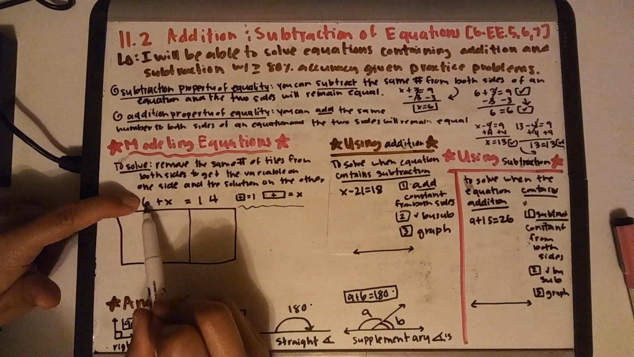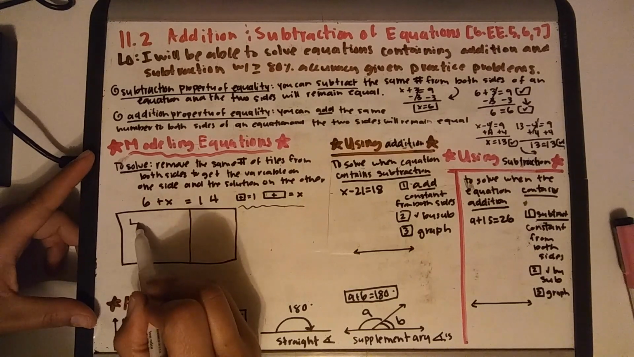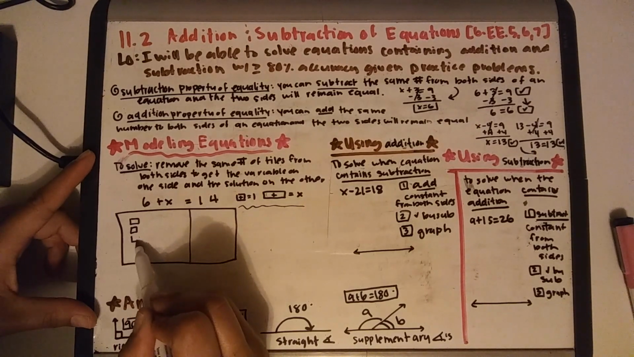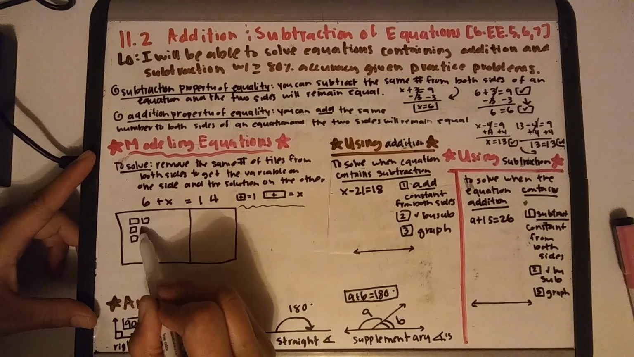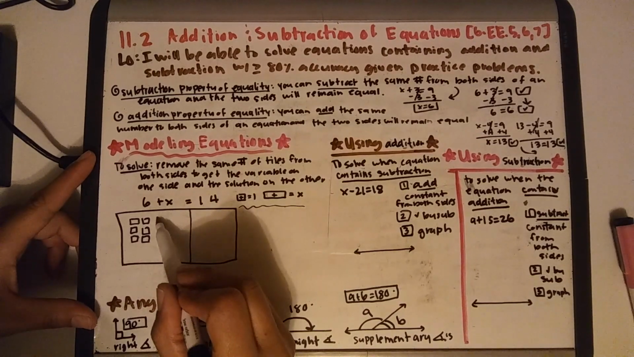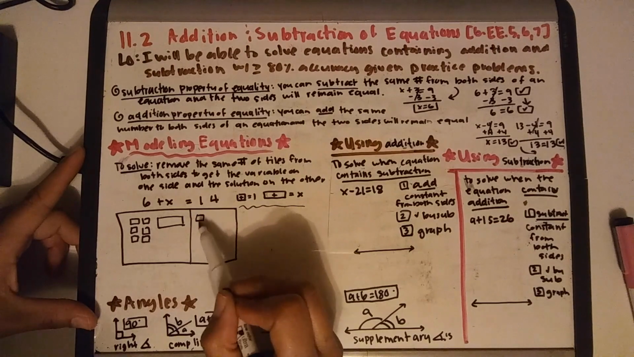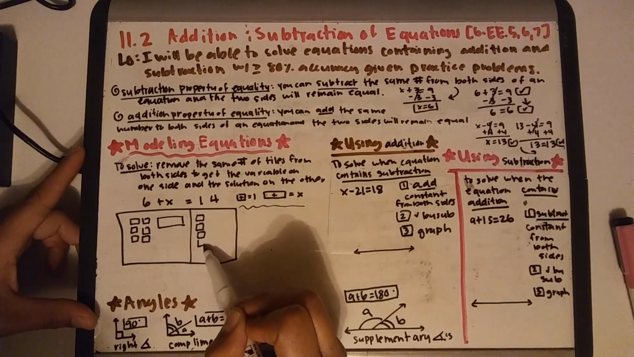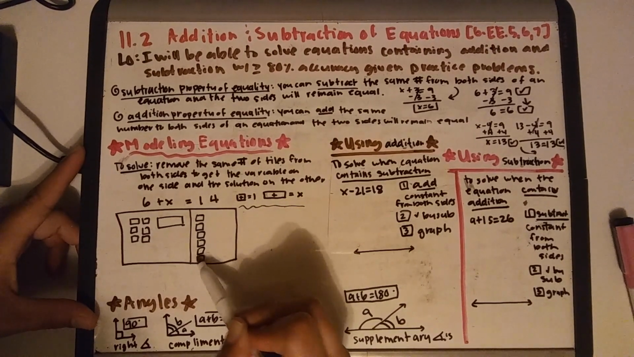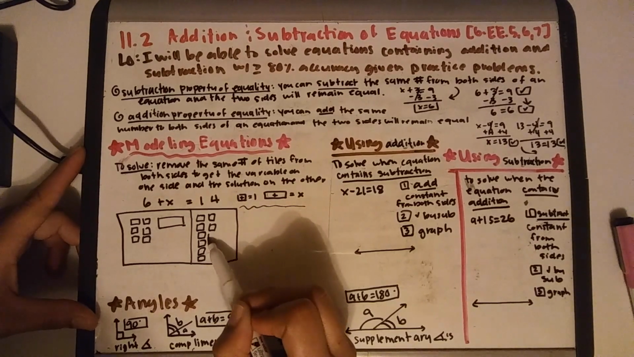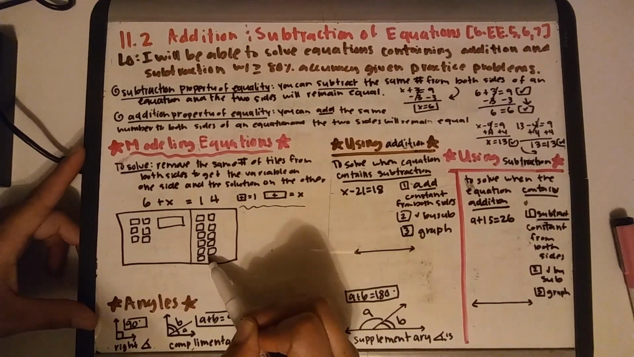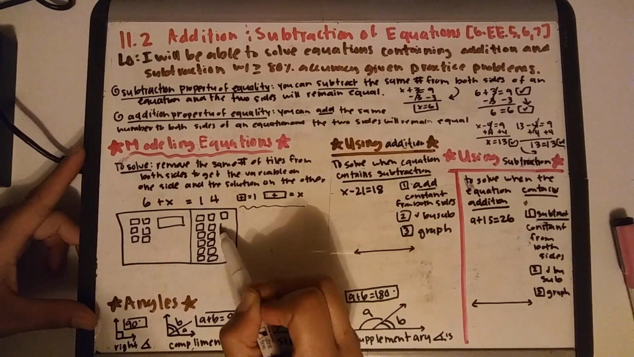So I have 6 square tiles here. 1, 2, 3, 4, 5, 6, and then I have an x, okay? So I have that, and then on this side I have 14 tiles. 1, 2, 3, 4, 5, 6, 7, 8, 9, 10, 11, 12, 13, 14.